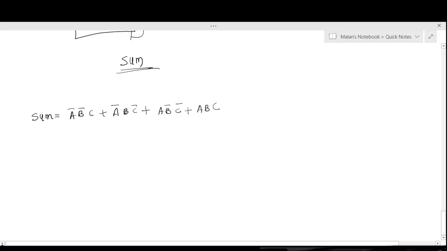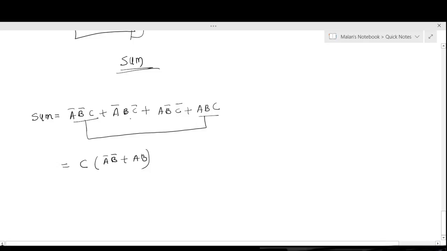Now this is the function of the sum we have identified through K map. Try to minimize this expression. We'll try to simplify this expression. From the first term and the last term, I can take common C outside, and in the bracket I will get A bar B bar plus AB.